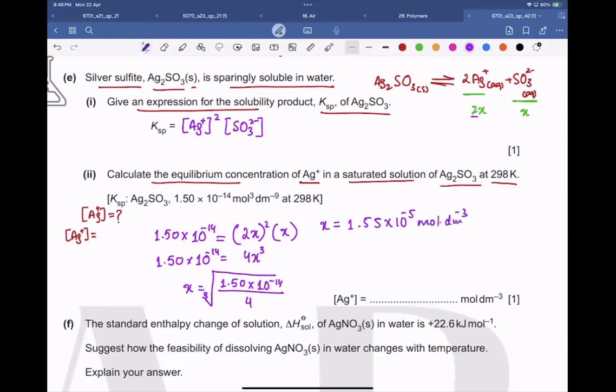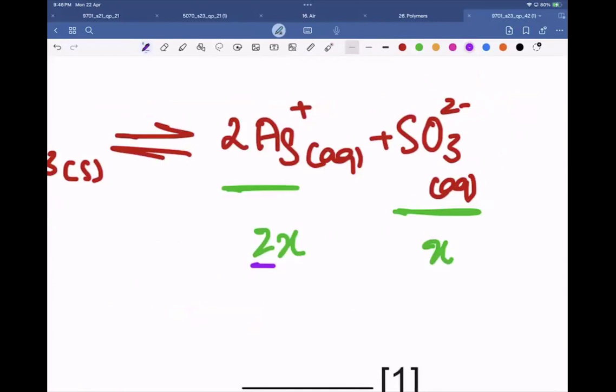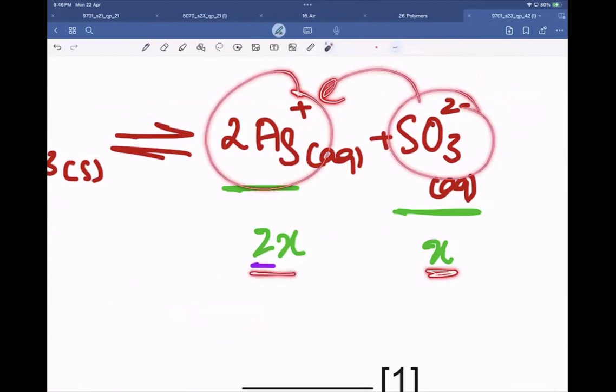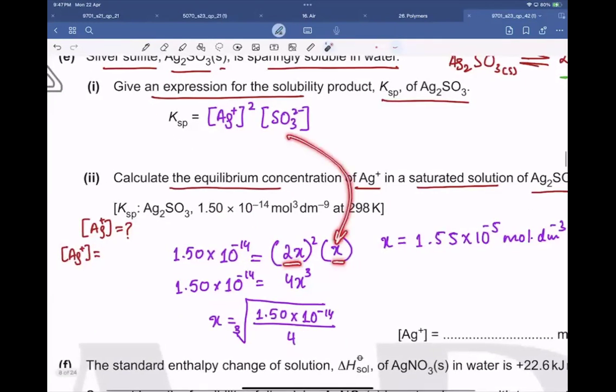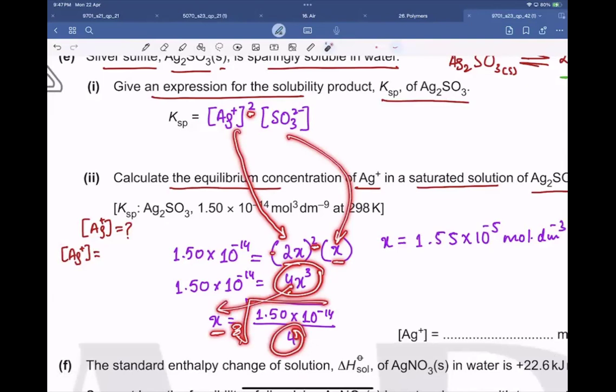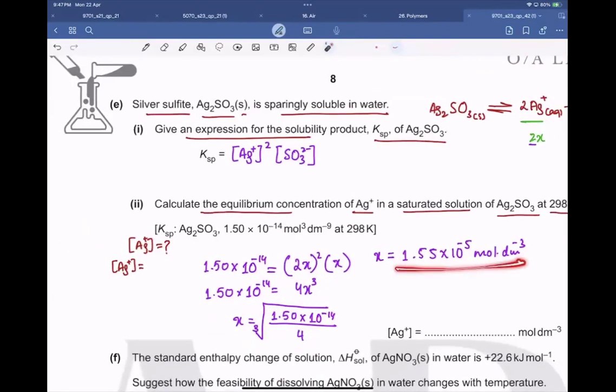If you look at their mole ratio, it's 1 is to 2, right? So if I assume this x, then it would be 2x. Because we don't know, the sulfide ion would be x and the silver ion would be 2x, but in the formula it's squared, so we keep the square. When we solve it, it becomes 4x cubed. Now to find x, it's a cube, so it becomes a cube root, and the 4 is multiplied by x, so when it moves over here, it is divided. When we solve this, we will get this value.